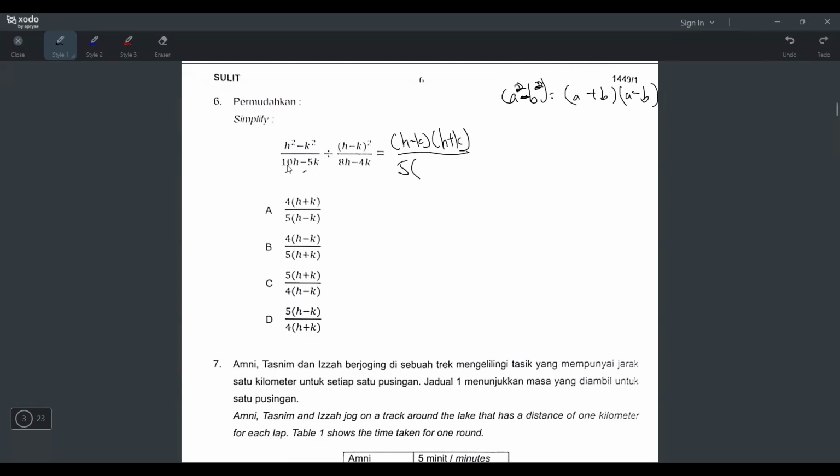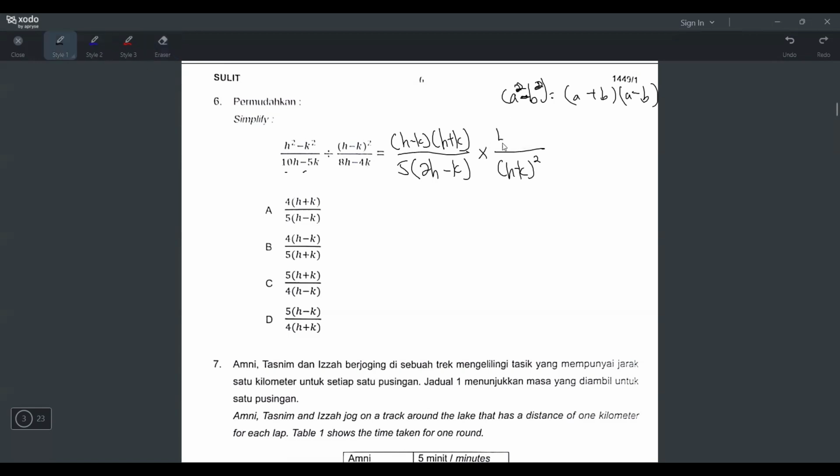So when you take out 5, 10h divided by 5 is 2h, and then negative 5k divided by 5 is just left with negative k, right? And what happens to the divide? Actually, you can change divide to times, but these two you have to flip. You have to invert, right? So now it becomes the h minus k squared at the bottom, and then the 8h minus 4k at the top. But I told you already, if you can factorize, factorize. So 8h minus 4k, you can factor out the 4, because 8 and 4 both can divide by 4.